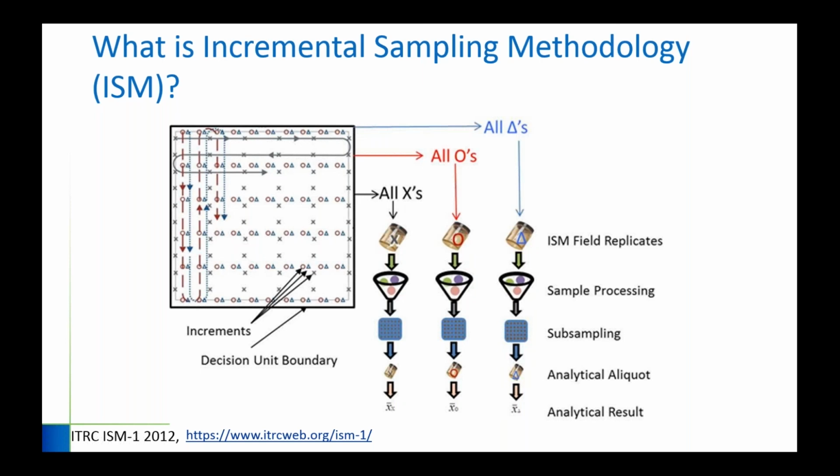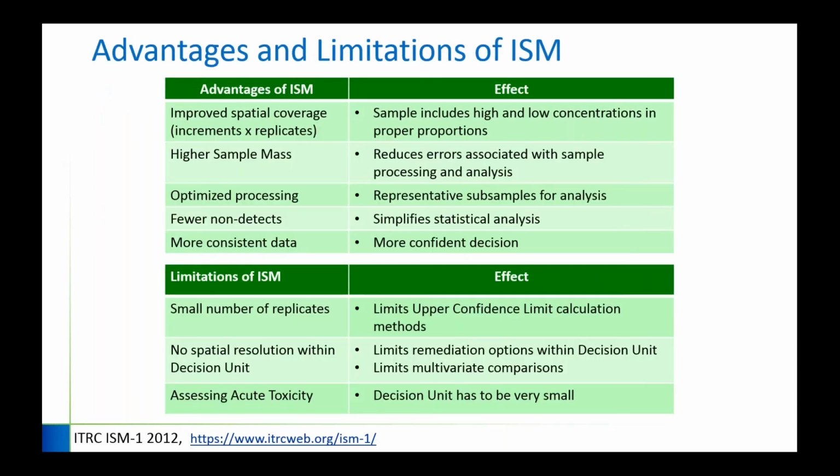There's a whole bunch of statistical theory that goes behind this that I guess you can read about if you're having trouble sleeping. Just kidding, it's not that bad. It's actually pretty interesting. Here are some advantages and limitations. You can have better spatial coverage. One big advantage is you have a much higher sample mass, which can help eliminate some of the variability that's inherent to soil sampling. You can get fewer non-detects, you can get more consistent data. Obviously, there are some limitations. You're not getting as many replicates depending on how you do this. And then you don't really have resolution within your decision unit.